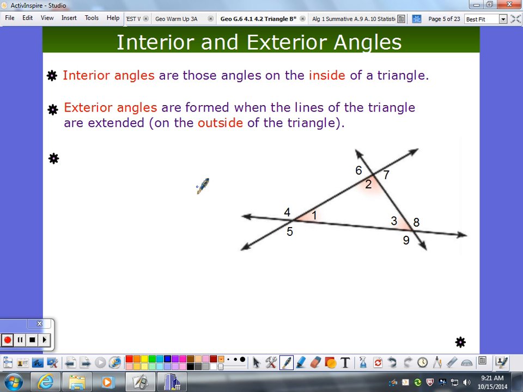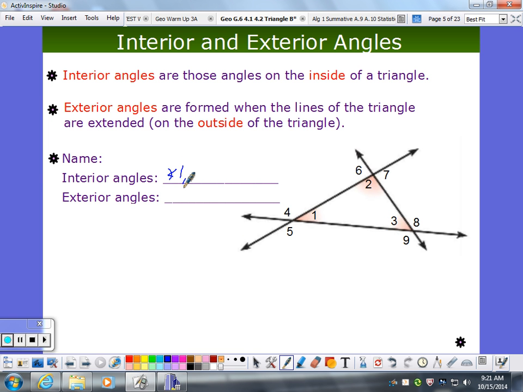Exterior angles are formed when the lines of the triangle are extended. So I've extended the lines here, and now they're outside. So 8 is an exterior angle. If I extend this side, 9 is an exterior angle. If we're naming the different angles, our interior angles, I think we can see, are angle 1, angle 2, and angle 3, because they're inside the triangle.